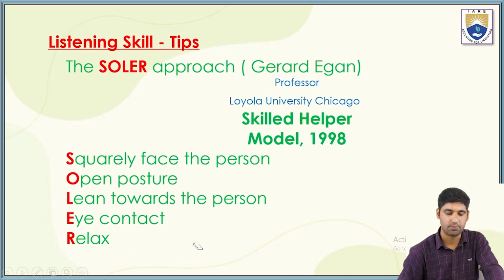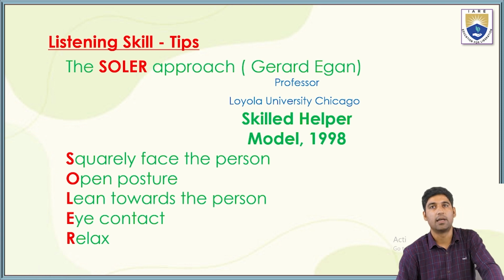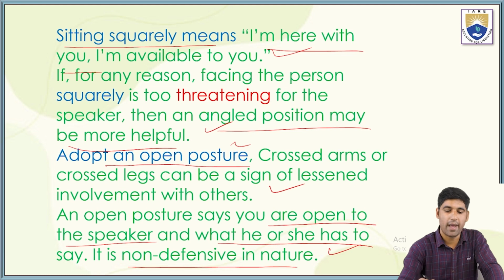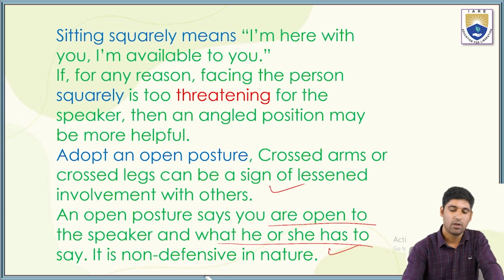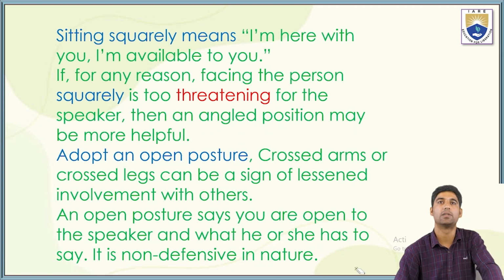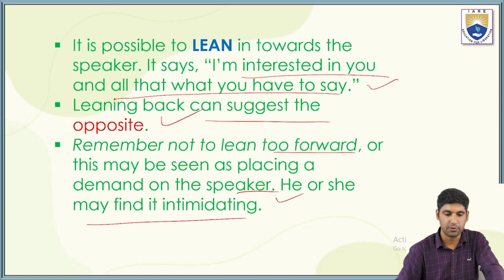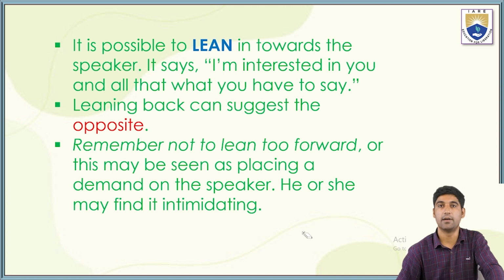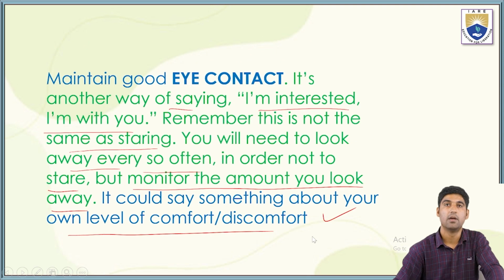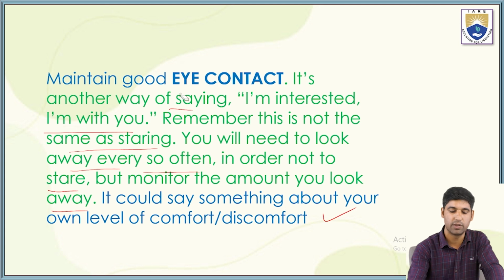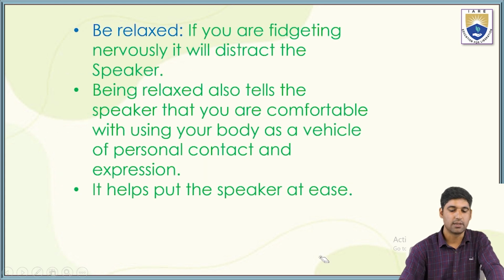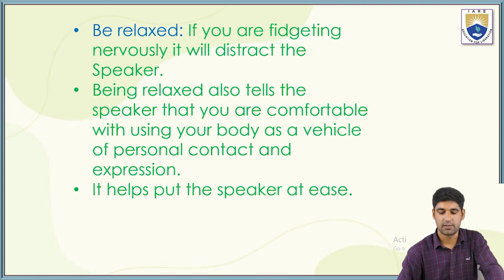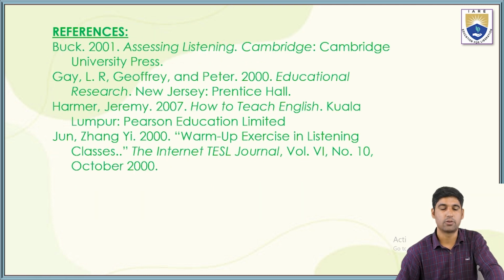We talked about responding. Then I talked about Gerard Egan's skilled helper model of listening, where I shared some tips with you, like when we listen to people, we should sit squarely, we should have an open posture, we should lean towards the speaker, but it should be a reasonable posture. It should not be too leaning towards the speaker. Then in between, I talked about eye contact. Then I talked about the relaxed posture. I would like to stop here.